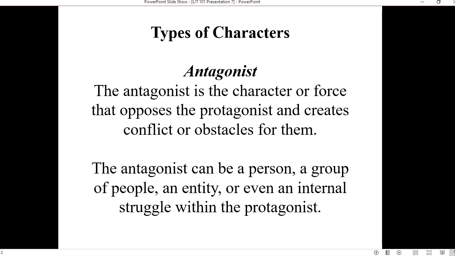So the antagonist can be a person, a group of people, an entity, or even an internal struggle within the protagonist. The protagonist himself may be an embodiment of the antagonist. It may be some internal struggle, something that he is trying to find a solution to himself that will be working against him. And on many occasions, it may be an external force. If it's an external force, the force can be a person, a group of people, or an entity. But if it is an internal force, the protagonist himself is the source of his antagonism, the source of his problem. So we should look at that very well.